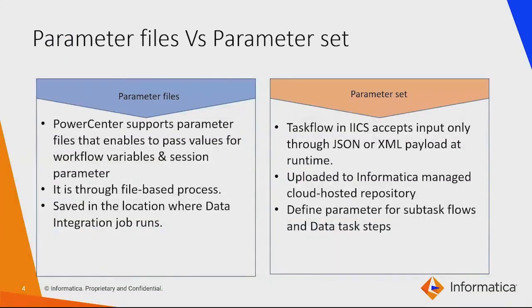What is the difference between the parameter files and the parameter set? Any parameter that you define in the mapping task or the mapping in IICS, the values can be assigned in the parameter file, and that parameter file is stored locally on any file server where the Data Integration Service jobs run, right? But any parameter that you define at the task flow level, which is very specifically used at the task flow level, can be assigned through the parameter set.